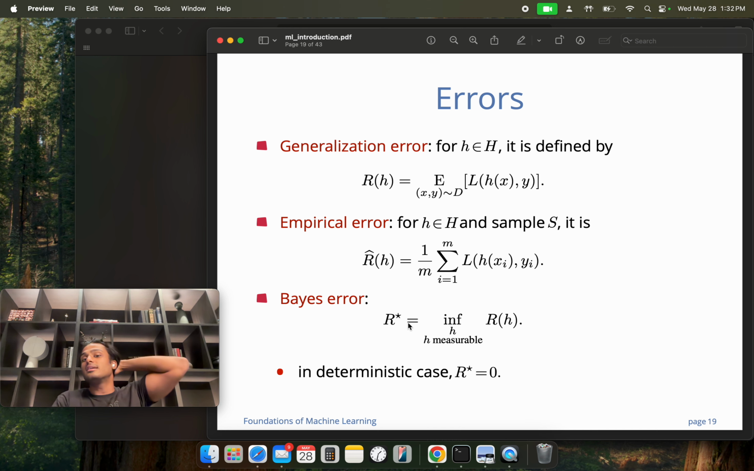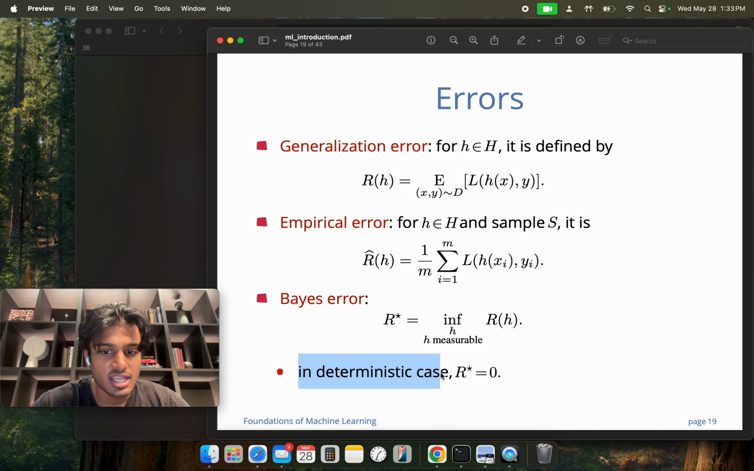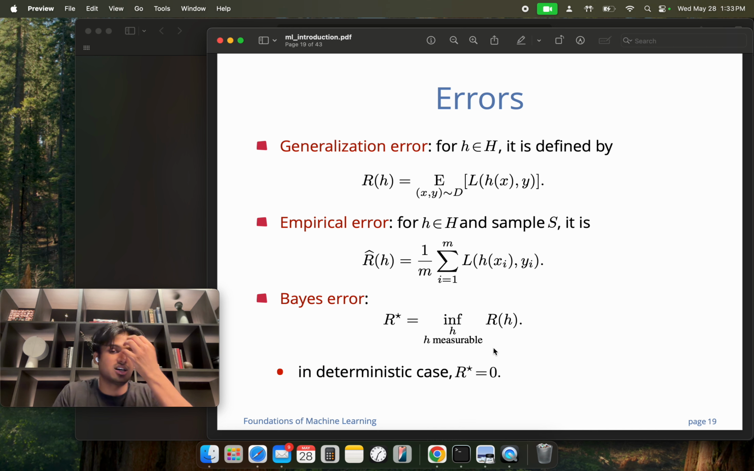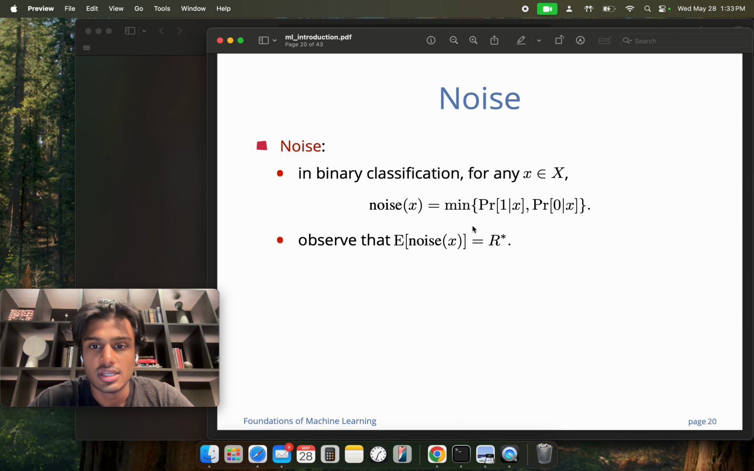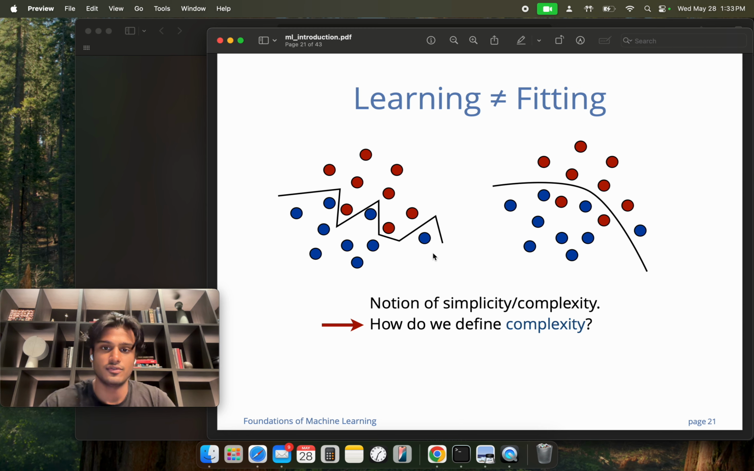So what is the Bayes error? The Bayes error is something that we defined, which is the best possible generalization error that a hypothesis can give. In a deterministic case, when the hypothesis is an actual deterministic function, R star is 0. But in a stochastic case, R star may not be 0, but it's fine. In binary classification, if there is noise, you can see that the expectation of the noise is the R star. Anyway, we'll move forward on this.